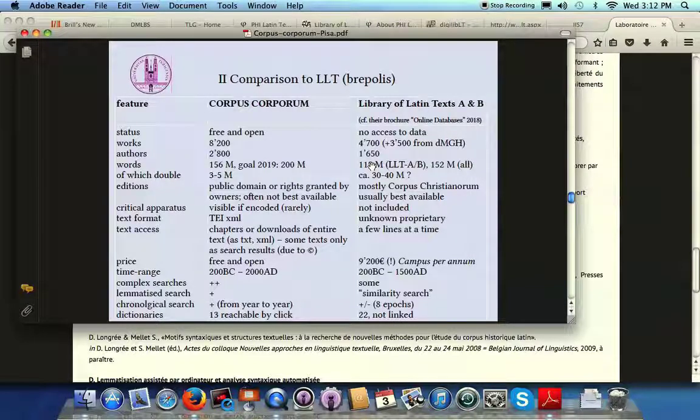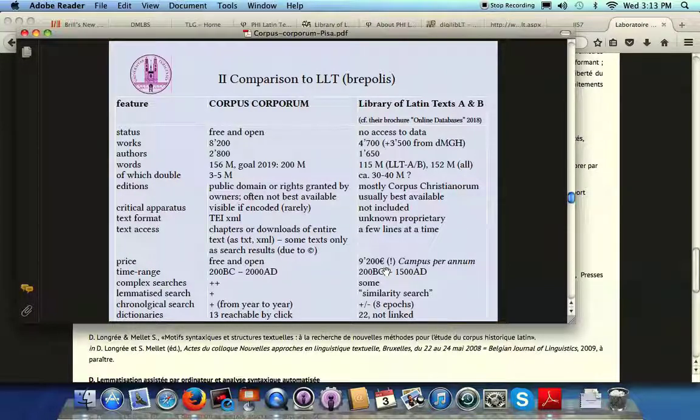So, a brief comparison between the Corpus Corporum and the Library of Latin Texts, as I've told you before. You see, the status is free and open in our case. In their case, I have the information from a brochure they send to libraries every year to sell their products. It's called the Online Databases from 2018. You see, we have some 8,200 works at present, and if you add the two numbers here, they also come to 8,200 works, by coincidence, of course. But 3,500 of these texts they recently acquired from the MGH, the Monumenta Germaniae Historica, a project that is done in Munich, in Germany, which is freely available.